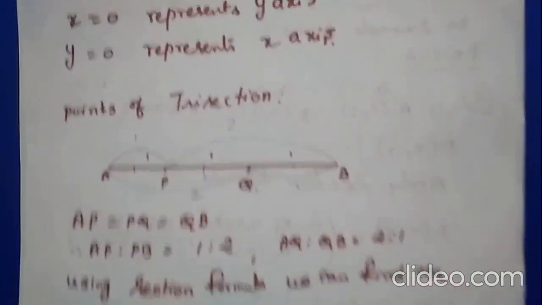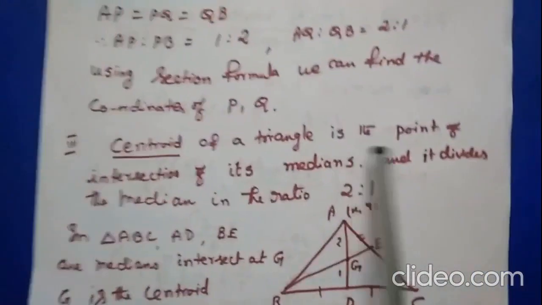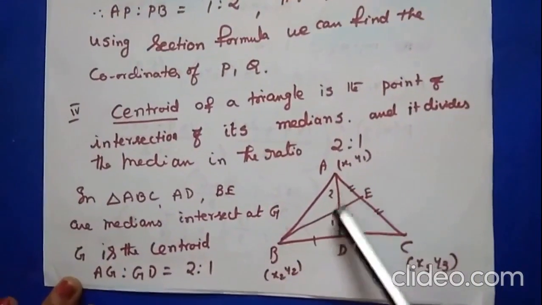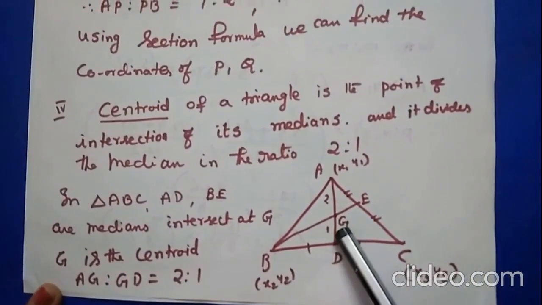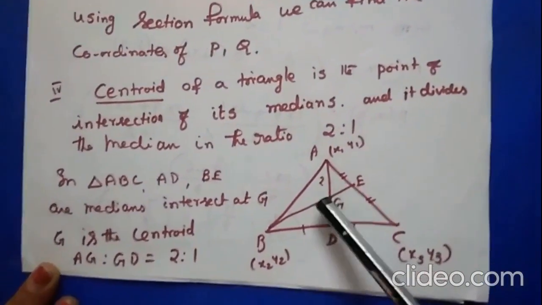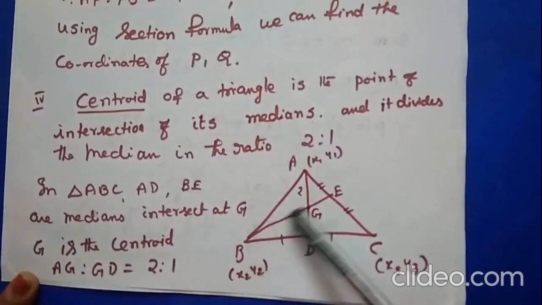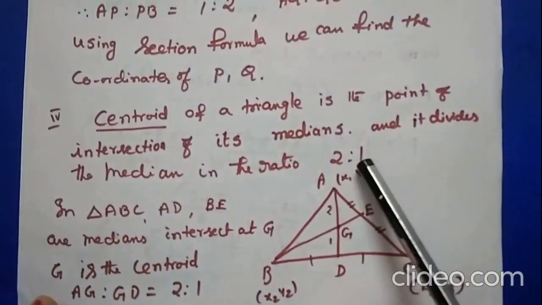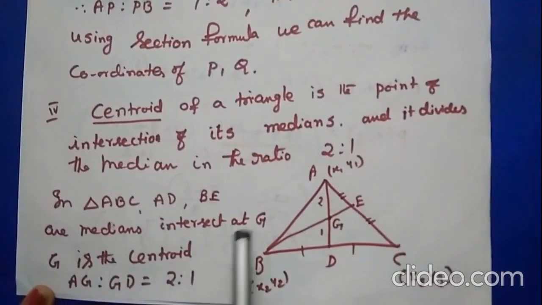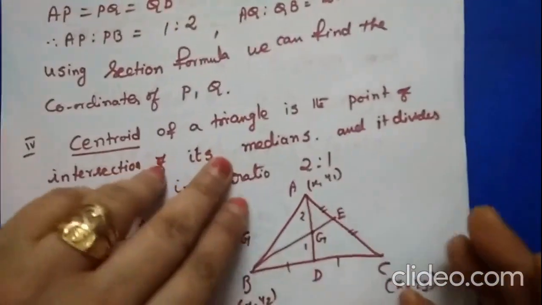The last formula, centroid. What is the centroid? The centroid of a triangle is the point of intersection of its medians. The medians intersect at one point G. Normally we represent the centroid as G. This G is called the centroid. The ratio AG to GD, or BG to GE, is always 2 to 1. So the medians intersect at G, and always AG to GD is 2 to 1.